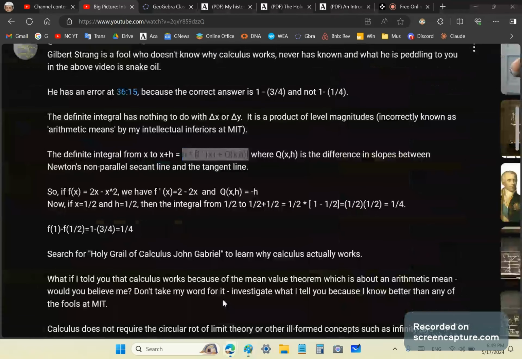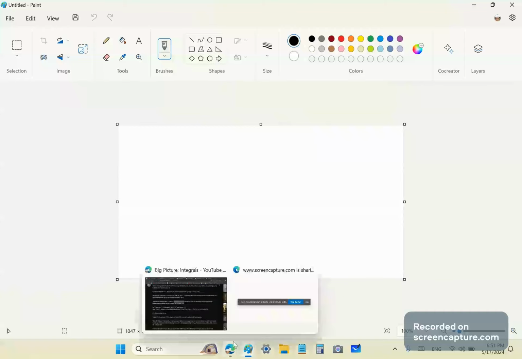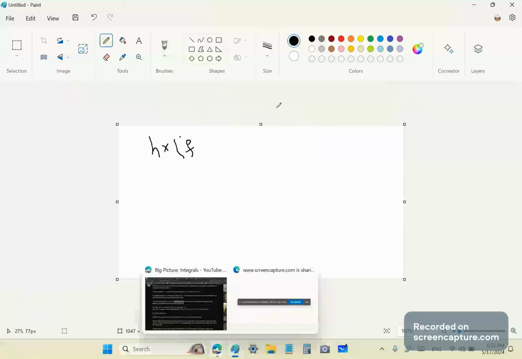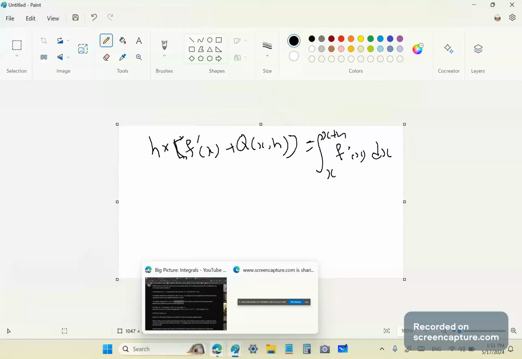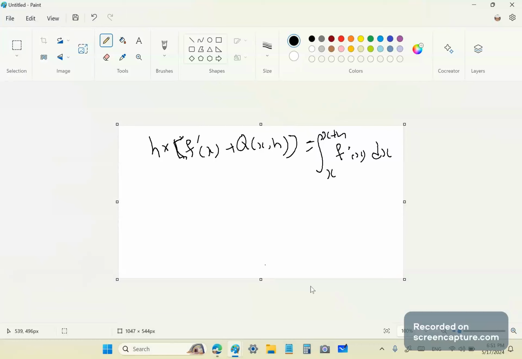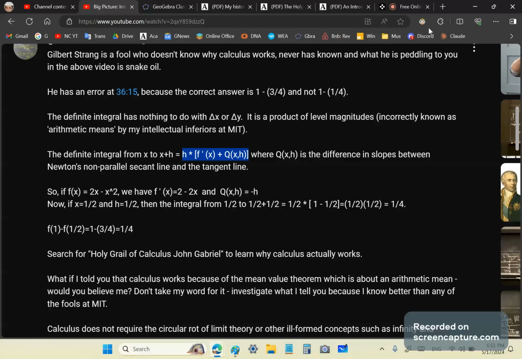It turns out to be the expression I wrote there. I wrote h times f of x plus q of xh, like that. That is actually equal to the integral from x to x plus h of f prime of x dx. Okay, and so this actually comes from my discovery called the Holy Grail of calculus, which was realized from the new calculus, and I'll get to that in a moment.